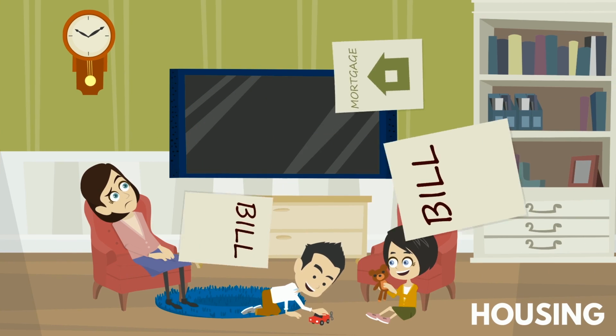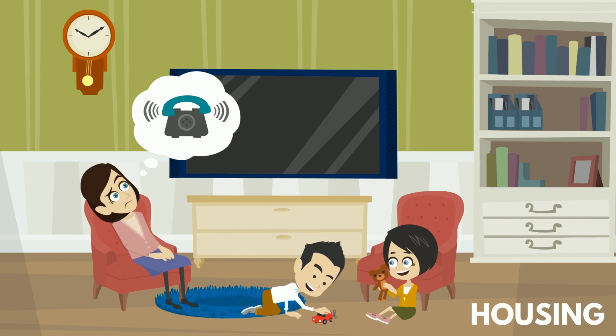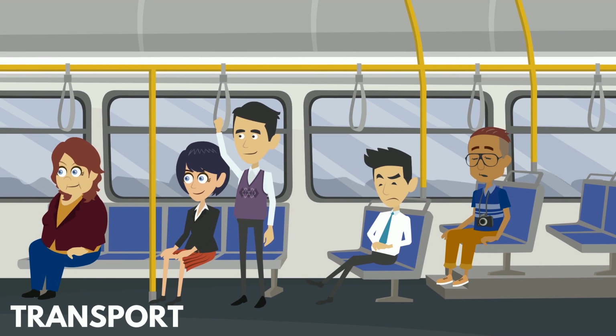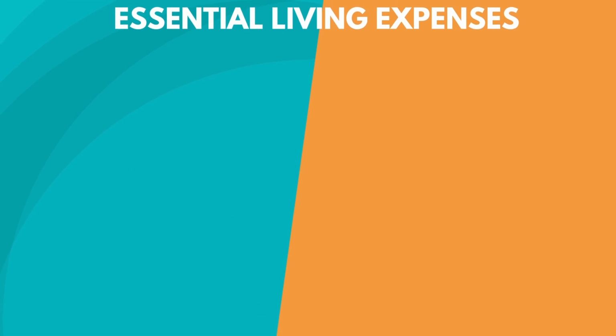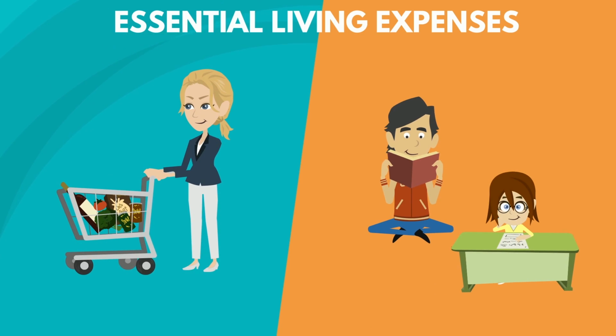Housing. Money you pay for the rent of a house, electricity, heating, and telephone bills. Transport. Money you spend on car rents, public transport, taxis, and parking. Essential living expenses. Money spent on needs rather than wants. Groceries and education are examples of essential expenses.